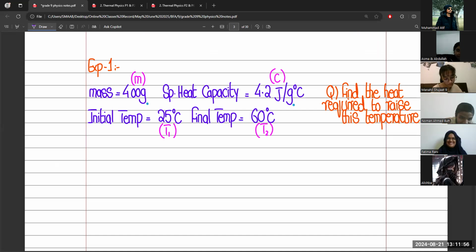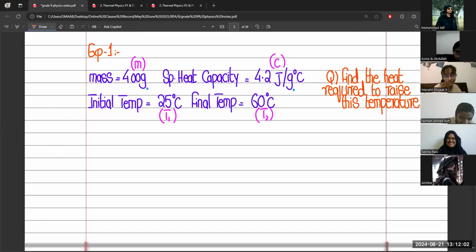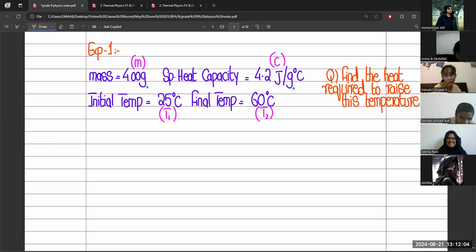So now we can easily use the formula. And the important thing is we have to shuffle that formula also because they are asking about Q. Q is not given. So we have to find out the value of Q. So we have to use the formula C is equal to Q upon M delta T.